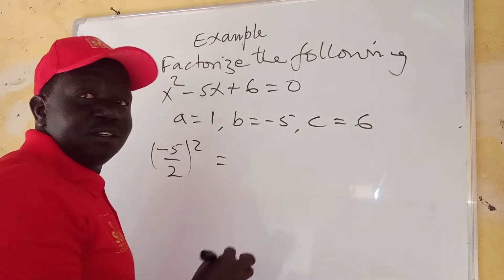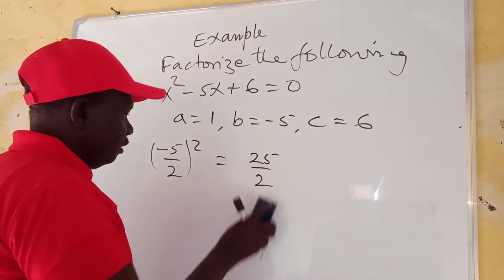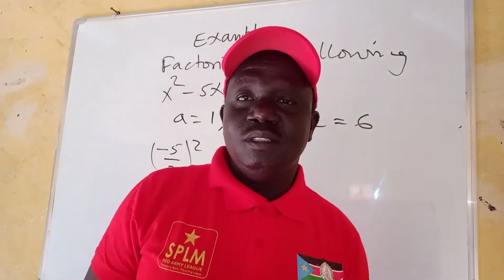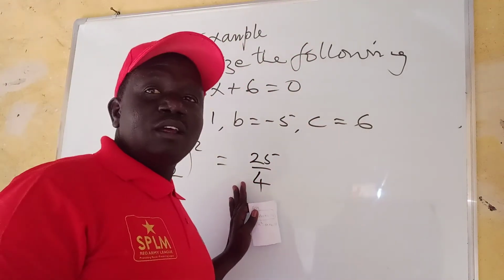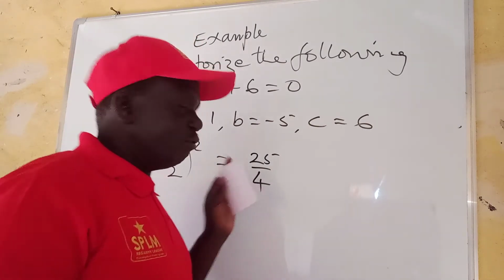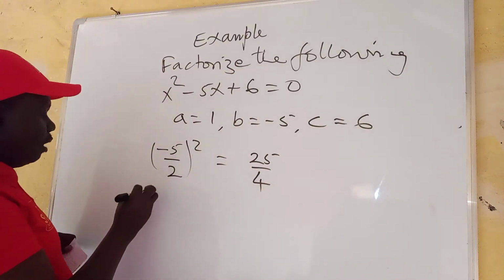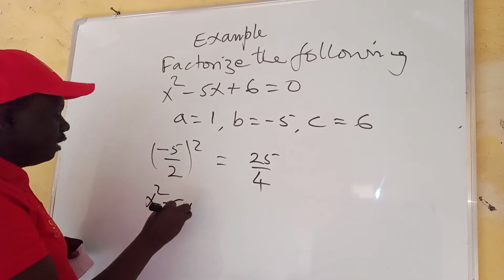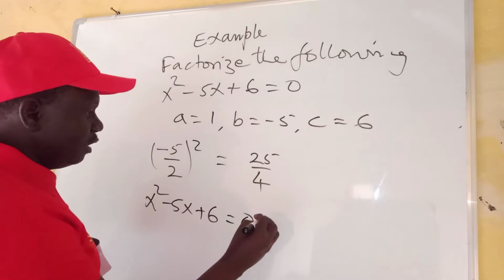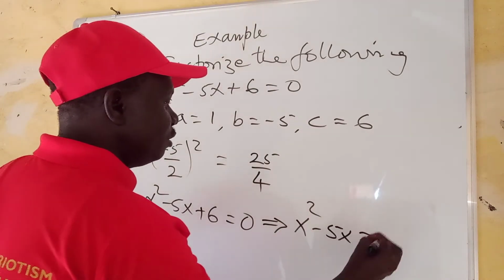Now this is 25 divided by 4. This is the first step we have done. The second step is to rearrange the given equation. We have x squared minus 5x plus 6 is equal to 0. This can be rearranged as x squared minus 5x is equal to -6.